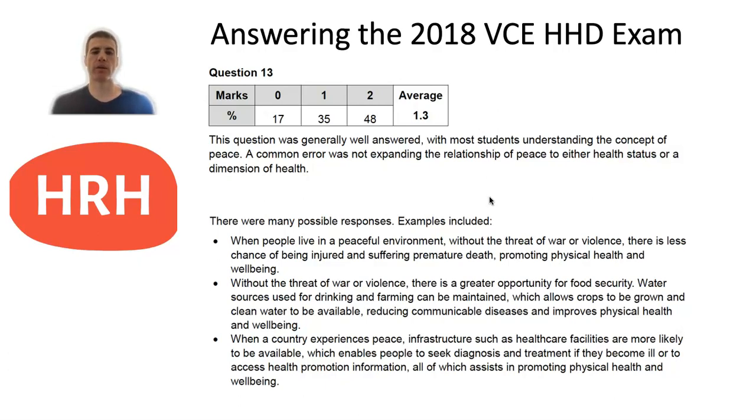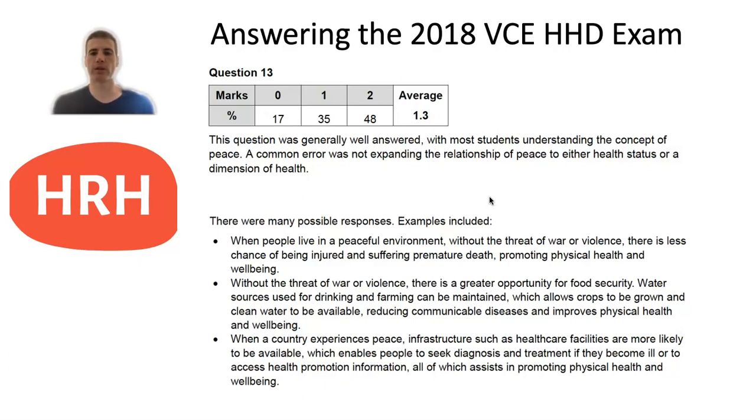The second one is talking about there's a greater opportunity for food security. It means that farmers are more likely to farm their lands, which allows crops to be grown and clean water to be available, which might reduce communicable diseases. That promotes physical health and well-being. And the third one's talking about infrastructure like healthcare facilities being more likely to be available because they're not being damaged, obviously, during peaceful times. That means people are more likely to be able to seek diagnosis and treatment if they become ill, which can promote physical health and well-being.